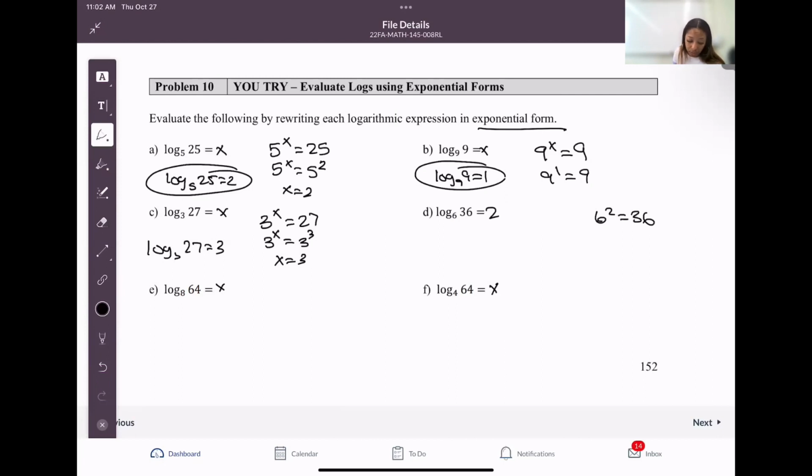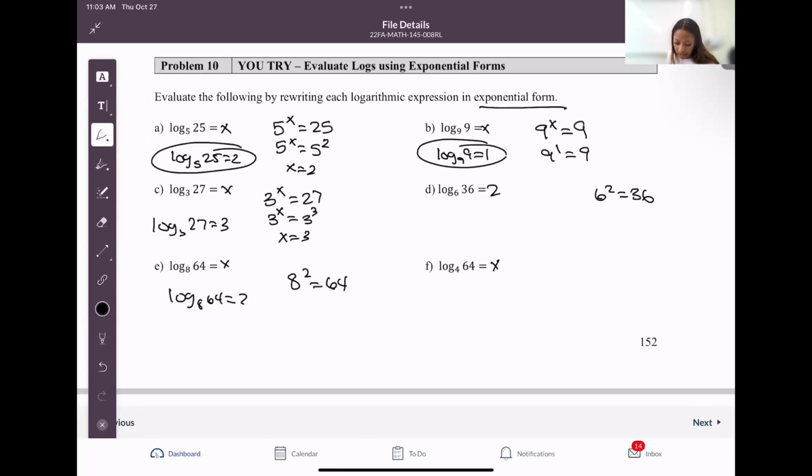All right. Similar with E. What power would I raise 8 to get 64? Log base 8 of 64. 8 squared is 64. So log base 8 of 64 equals 2. All right, part F, log base 4 of 64. What power do I raise 4 to get 64? 64 is 4 to the third power. So log base 4 of 64 equals 3.